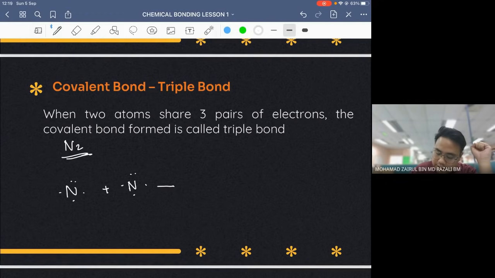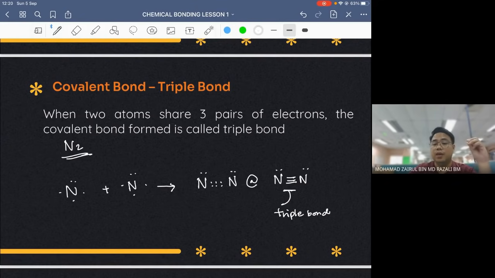So they will share 3 pairs of electrons, and 3 pairs of electrons we can draw as 3 lines, like this. This we call a triple bond. So remember, a covalent bond can form either single, double or triple. A single bond has 2 electrons, a double bond has 4 electrons, and a triple bond has 6 electrons between the two atoms.